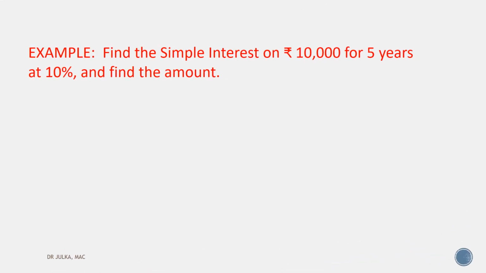Now we are starting with the first example. We want to find out simple interest on rupees 10,000 for 5 years at a 10% rate of interest, and we also find out the amount. In this question, principal is given 10,000, rate of interest 10%, this implies 0.1, and the time is 5 years. And we have to find out simple interest first.